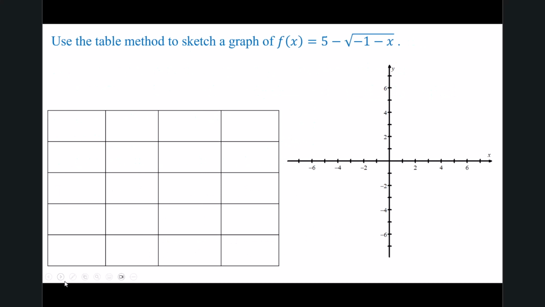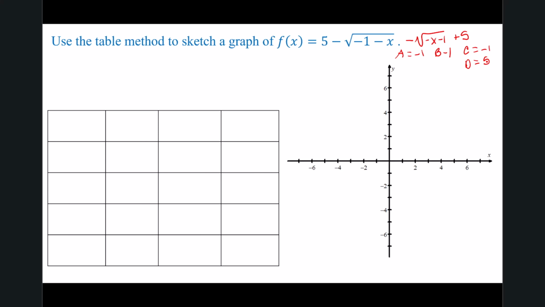Let's use this method to sketch a graph of f of x equals 5 minus square root of negative 1 minus x. We need to decide what a, b, c, and d are. So I'm going to rewrite this as negative square root of negative x minus 1 plus 5. Then we can see that a is negative 1, b is negative 1, that's the coefficient of the x, c is negative 1, and d is 5. So let's follow those steps.